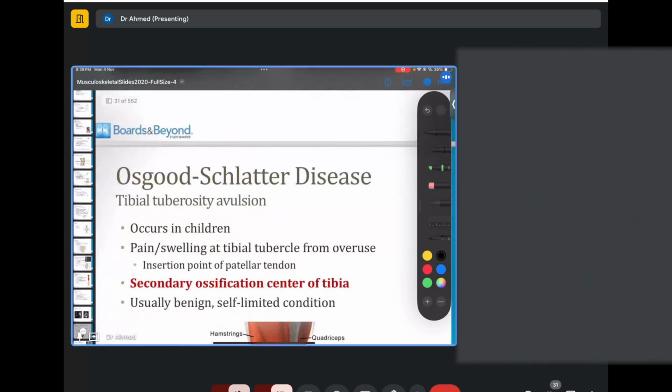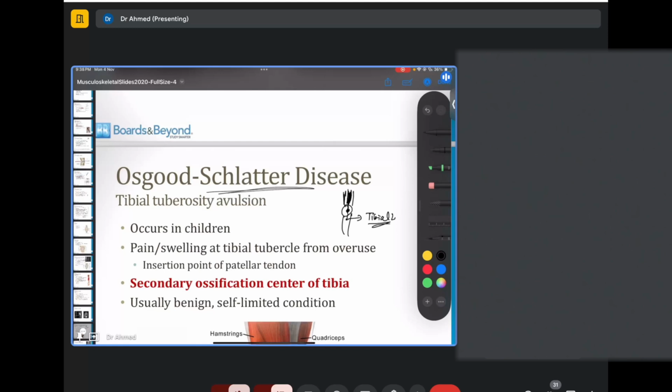Okay, what's Osgood Schlatter disease? You're going to see a ton of MCQs related to it. The idea is that, for example, this is your knee joint. You have your patella. The rectus femoris muscle tendons are going to cross the patella, and it's going to be inserted here on the tibial tuberosity, right? So the tibial tuberosity basically undergoes secondary ossification.